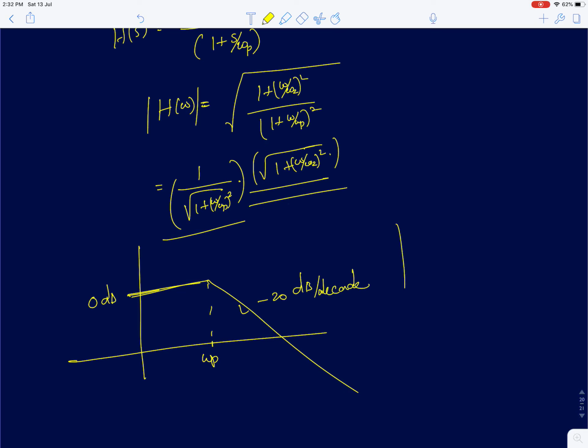Now this function, on the other hand, when I am trying to plot this, starts from 0 decibels, and then at omega equal to omega z, after that it starts increasing linearly with a slope of plus 20 decibels per decade.